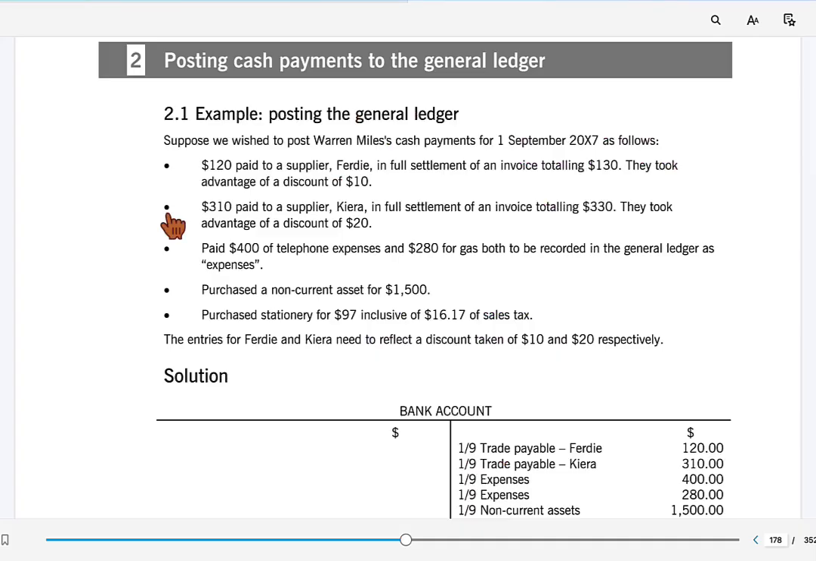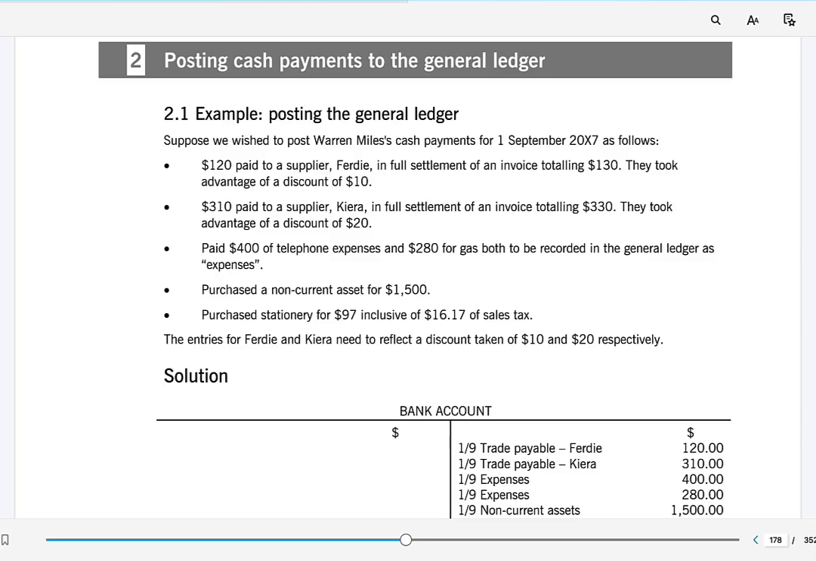Transaction 2, payment to Kira in full settlement of an invoice. Information given. Libra paid $310 to supplier Kira. This was in full settlement of an invoice totaling $330. They took advantage of a discount of $20. Let us understand what happened.